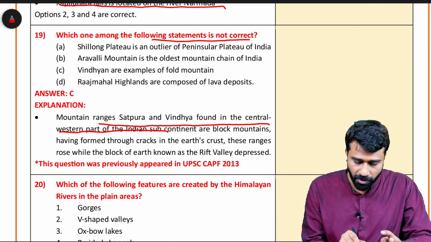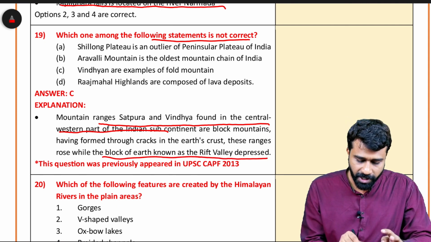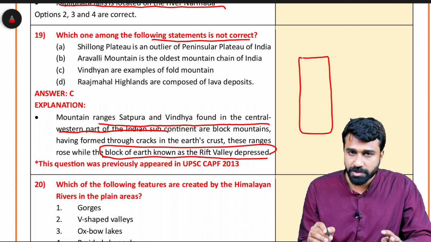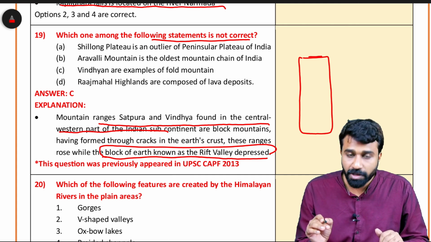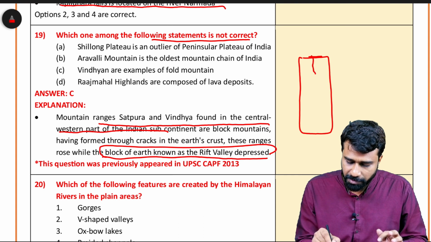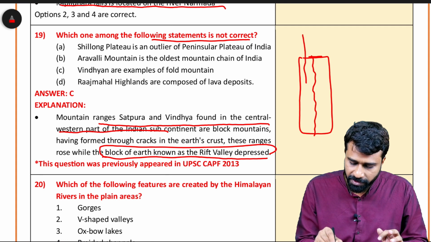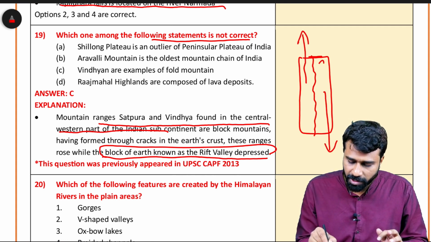This is a block of earth which is known as the Rift Valley, depressed. There are two blocks. This is only a hypothetical one. We have only one block here, one block of rock. Suddenly there is a crack formation between this, and this crack is formed, and this is uplifted, and this is depressed. This block of rock is depressed.